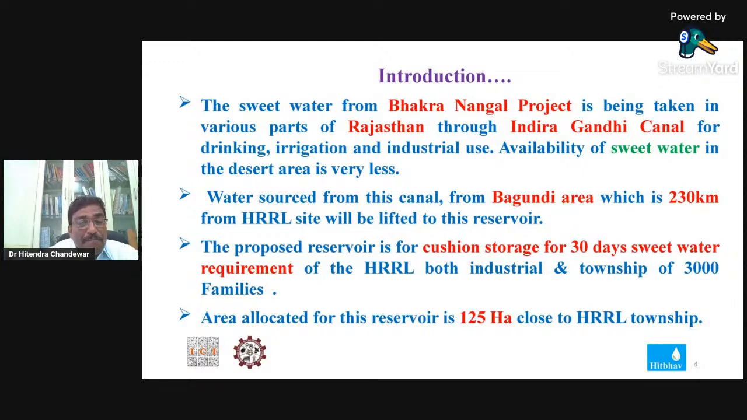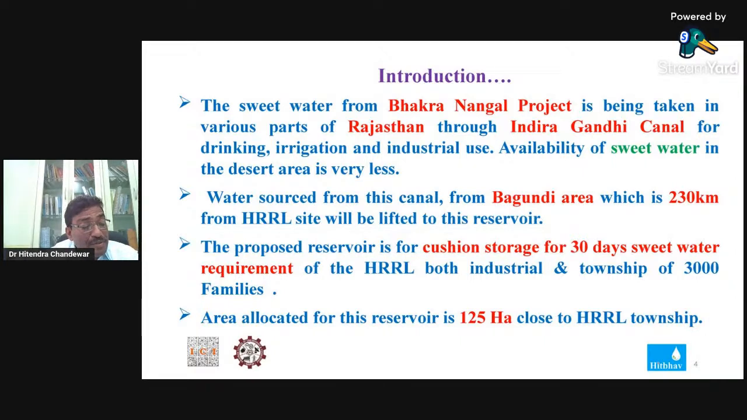So for this petrochemical complex, they have to depend on the major dams, because the requirement is very big. The nearest water reservoir available is the Bhakra Nangal Dam. The Bhakra Nangal Dam is in Himachal Pradesh, and it is about 1400 kilometers away from this place. So they have to depend on it.